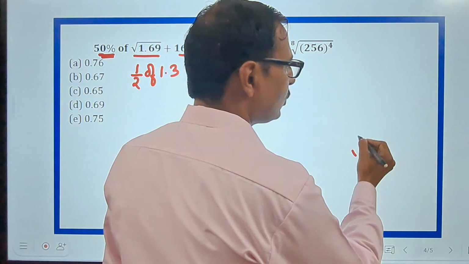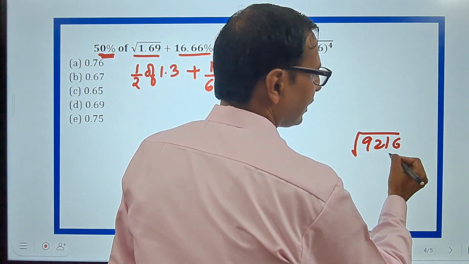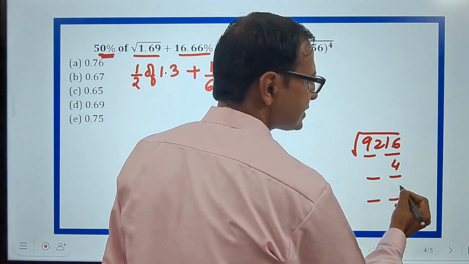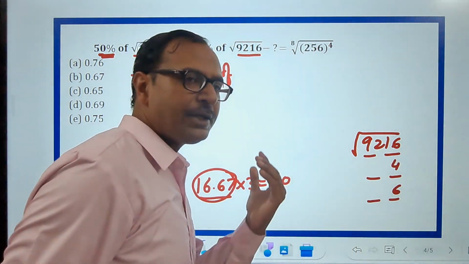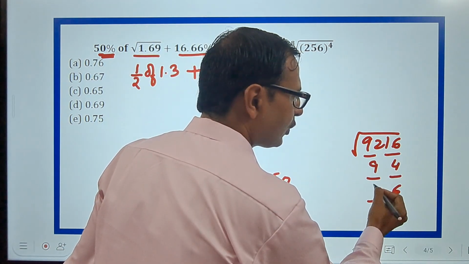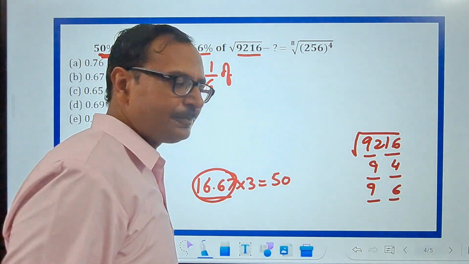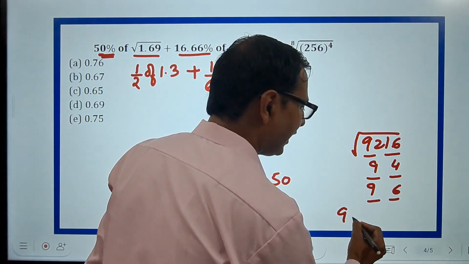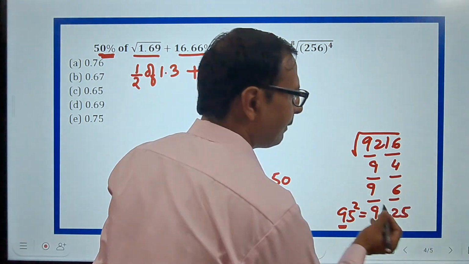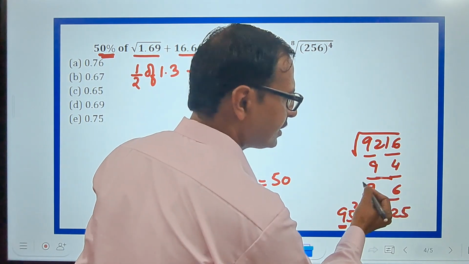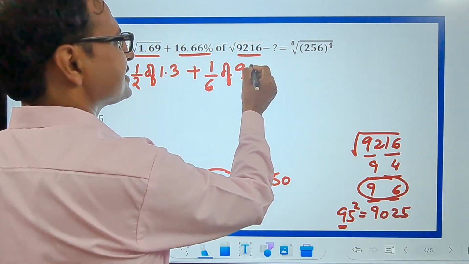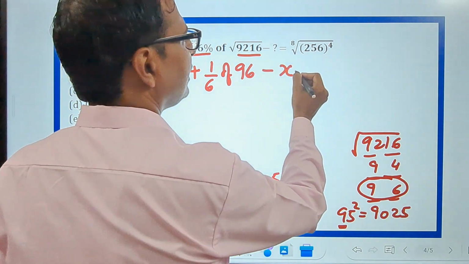9216. Now the square root of 9216, 16 means ending in 4 or ending in 6. Below 92 you have the perfect square, what? 9, right? 9 square is 81. So 94 or 96, either of the two is the answer. In between them we have 95, whose square is 9 tens are 90, and 25. My number 9216 is greater, so the square root is 96. So this is 96. Minus something equals.